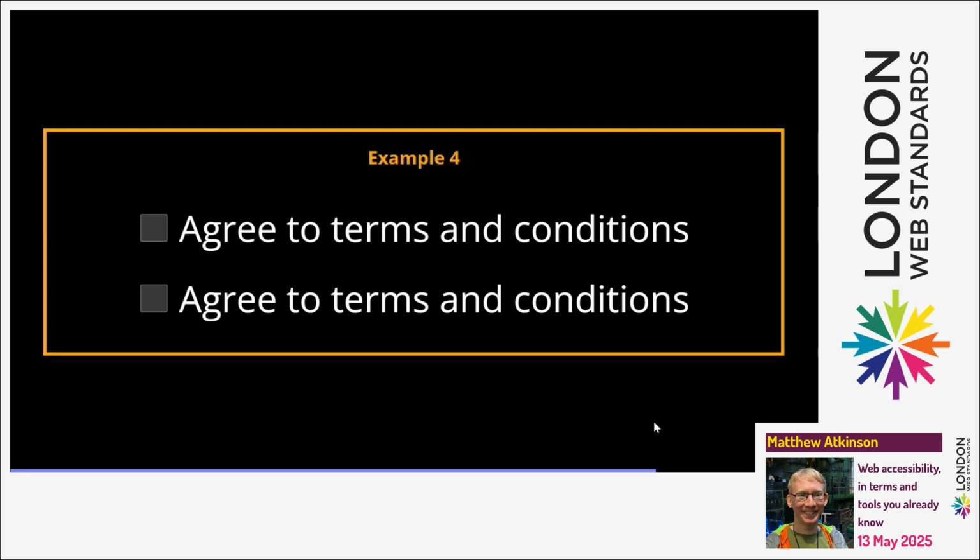Also, I've got on the screen now two identical looking checkboxes with labels. They're both a checkbox followed by a label that says agree to terms and conditions, but there is a difference. If I try and click on the first one, I just end up selecting the text. If I click on the second one, I actually activate the checkbox. That's because the second one is done with a label element.